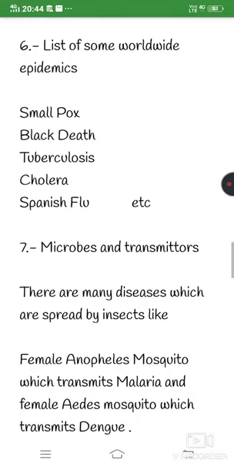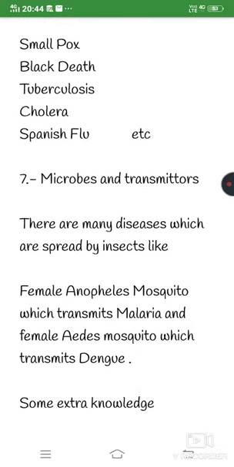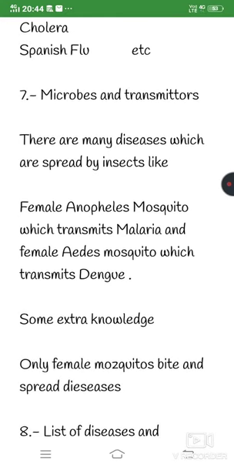Okay, so let's move on to microbes and transmitters. There are many diseases which are spread by insects, like female Anopheles mosquito, which transmits malaria, and female Aedes mosquito, which transmits dengue.